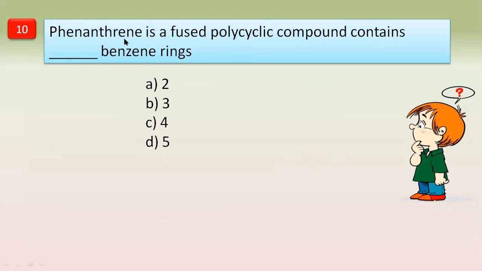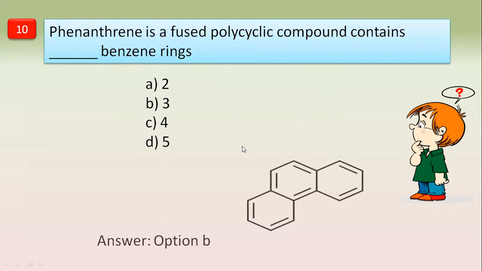So what is the structure of phenanthrene? See, this is the structure of phenanthrene. These are 3 rings, but the middle one has alternate double and single bonds, and in the 2 side rings, the pi bonds are in conjugation with this benzene ring. Therefore option B is correct: phenanthrene contains 3 benzene rings.